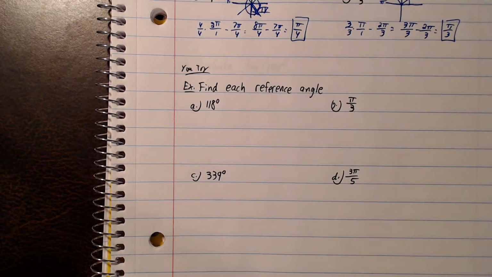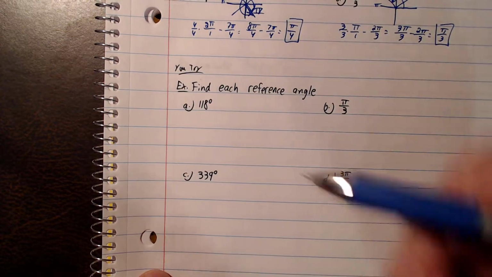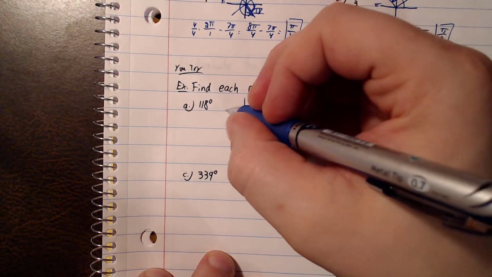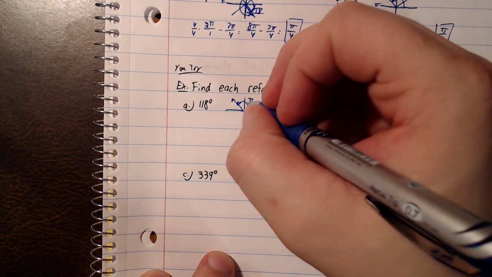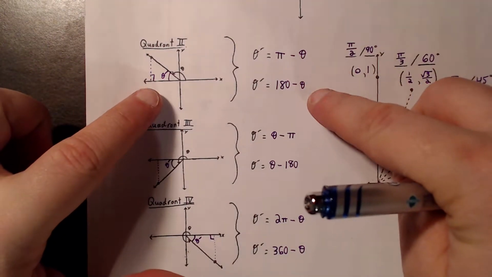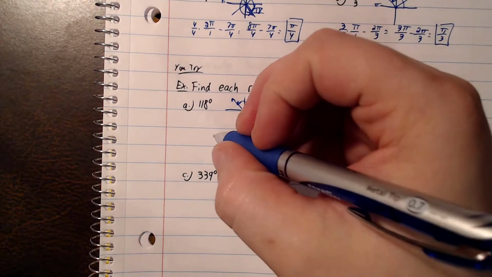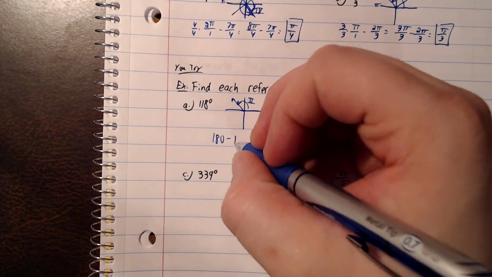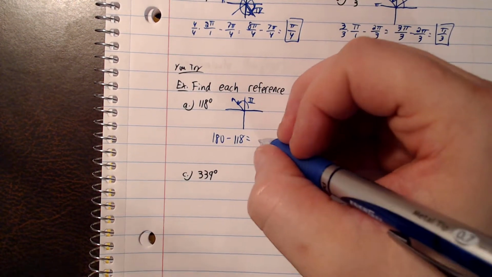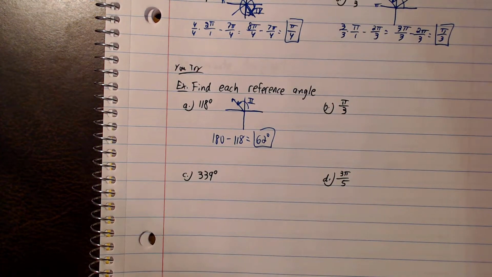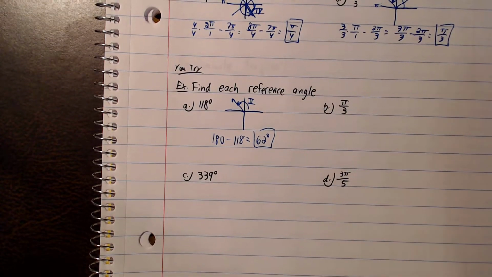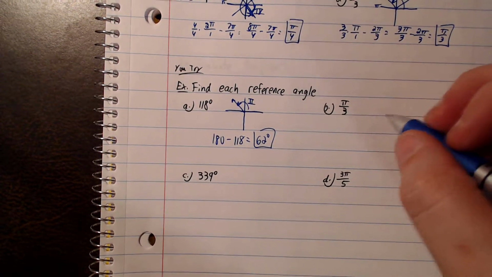Okay. You needed your reference sheet for these, right? We're working with 118 degrees, which is past 90 but less than 180. So we're over here in quadrant 2. We're working in degrees in quadrant 2, which says 180 minus theta. So 180 minus 118, you would have gotten 62. Did you get that? I know you did. Anyways, problem B, pi over 3.